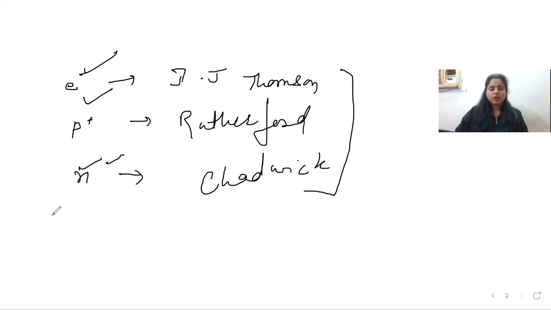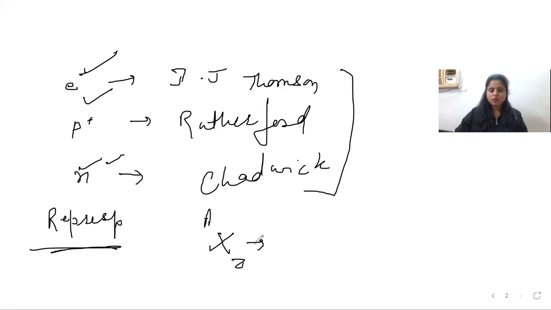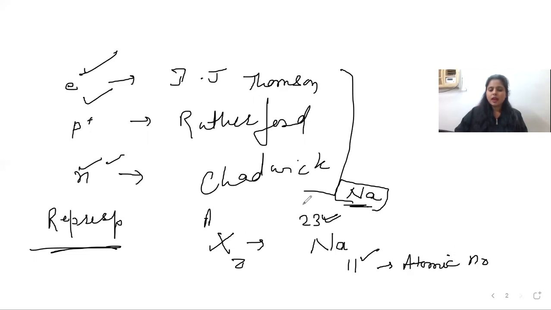Now we will talk about the representation of atom, like how we represent the atom in the denotation form. So there is X, A, Z. That's how we represent an atom. For example, we are talking about sodium. Na is the symbol of sodium. So we will write it like Na 11 23. So we will talk about what is 11 and what is 23. 11 is atomic number and 23 is atomic mass.